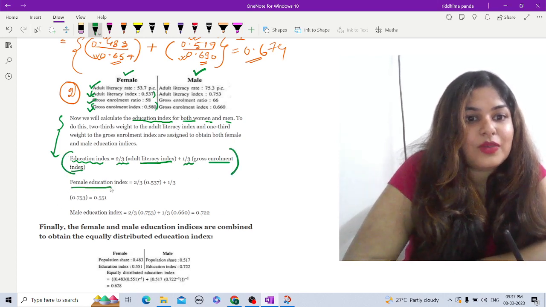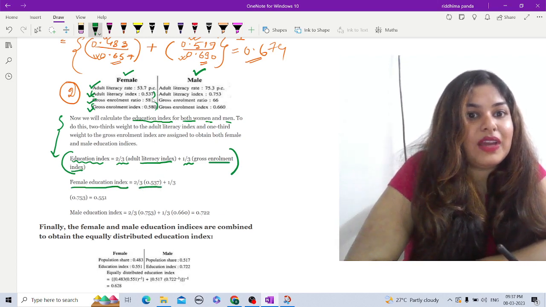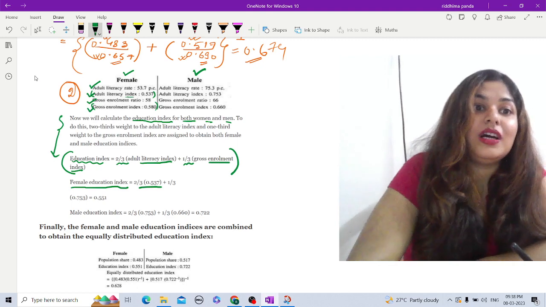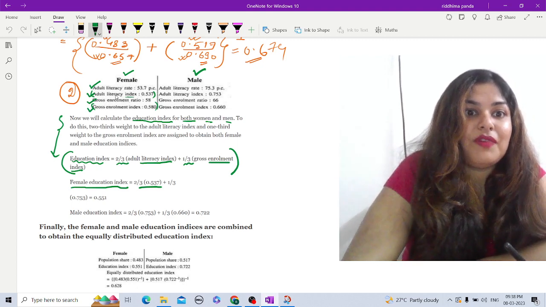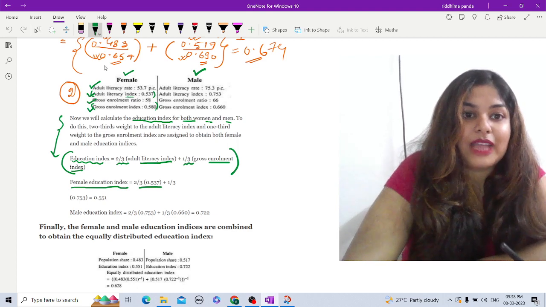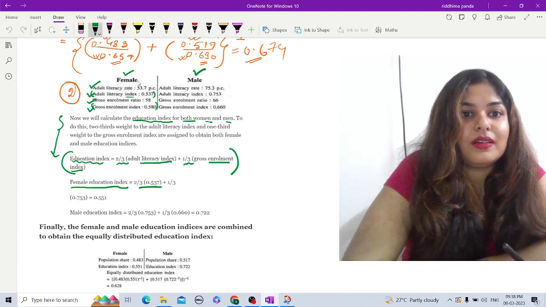So what is the female education index? 2/3 times 0.537. Okay, 0.537 is given here. How we have calculated this index is through the dimension index value, that is, the minimum value and maximum value formula that we have studied above, right? So here we will just put this value, that is, this is the index.